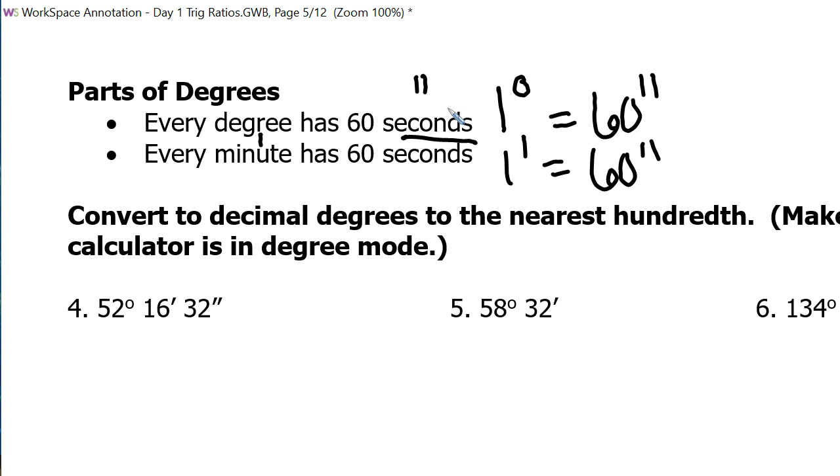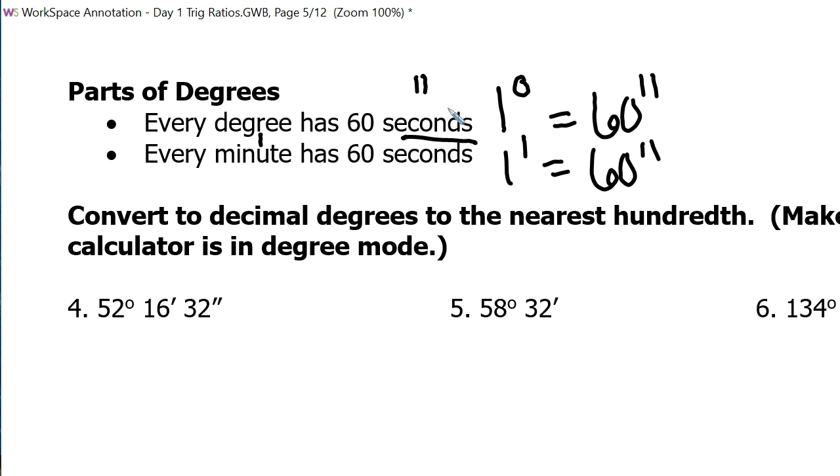So a minute, we use 1 apostrophe. Seconds, we use 2 apostrophes. Now, will we be using that throughout the rest of the semester? No, but it's required that I teach it to you. So here's a concept we're learning. A degree can be broken up into minutes and seconds. So it's just broken up into pieces.